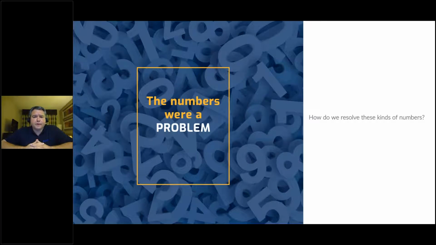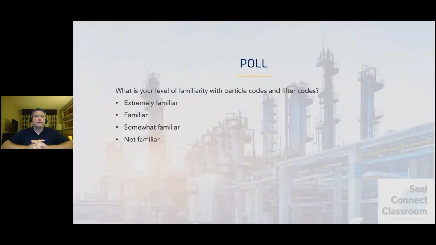So what do we do with these kind of numbers? What do we do with that? The next slide, I think we go into another poll. Up to this point, we've talked about post-mortem failures, looking at failed parts. We're going to transition after this poll into what can we do today.